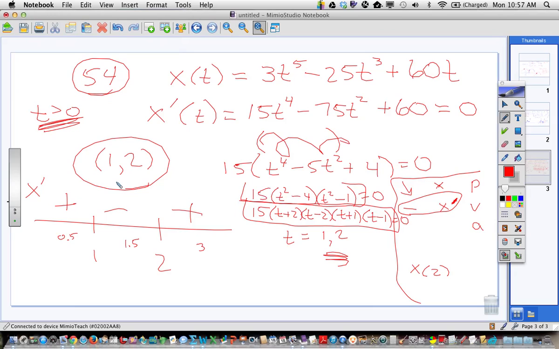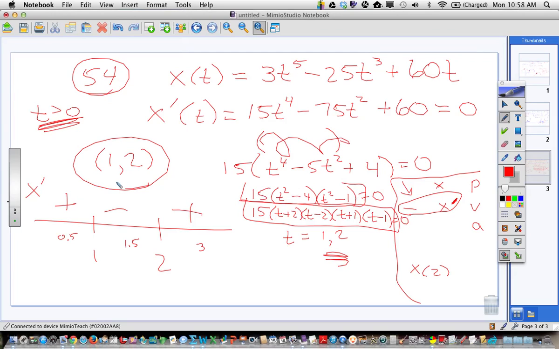Question? Yeah, you said that it starts going right and goes... So can it also be positive between 1 and 2? No, okay. Great question. You're confusing its velocity with its position.